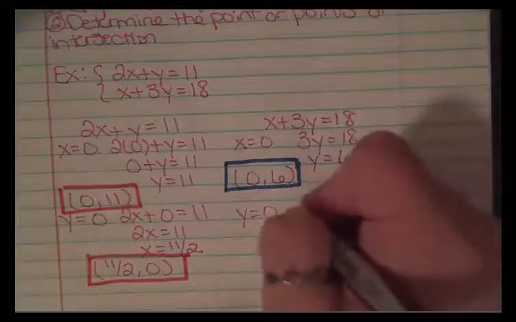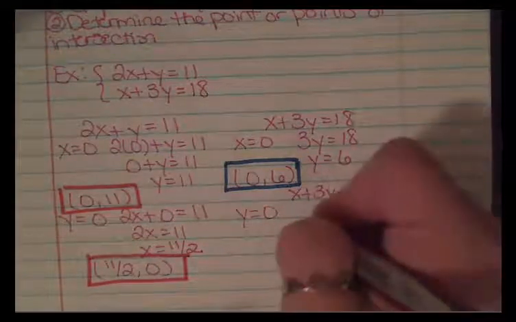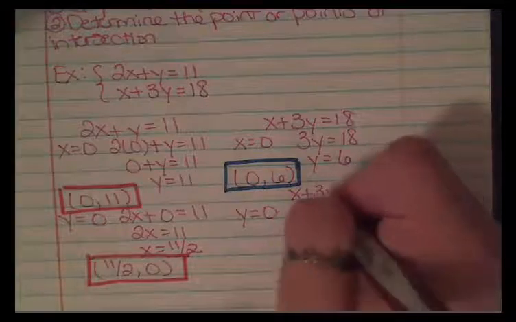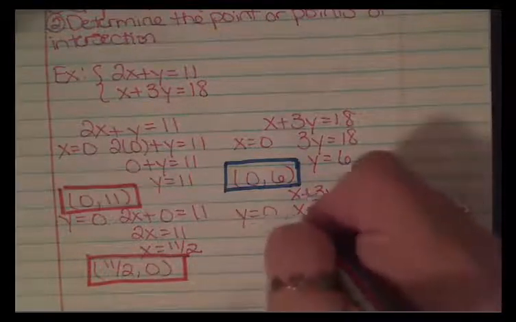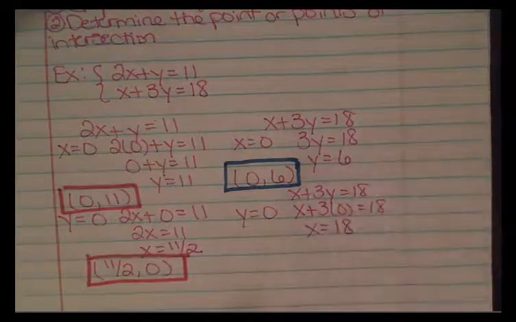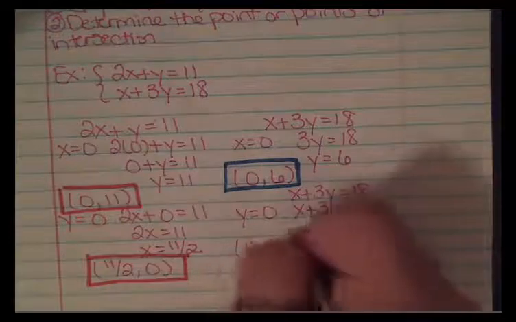Okay, next I want to do y equals 0. So we have x plus 3y equals 18. That'd be x plus 3 times 0 equals 18. That will give us x equals 18. So our second point will be 18, comma 0.